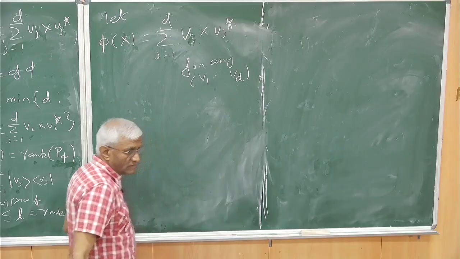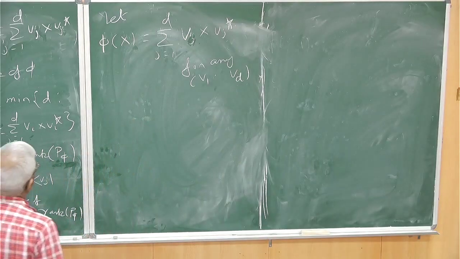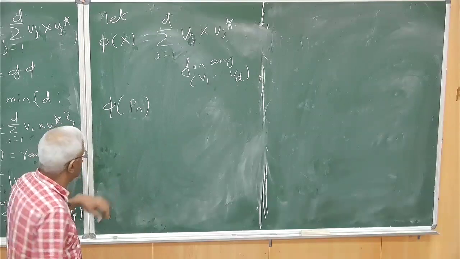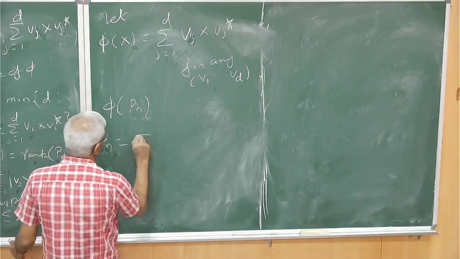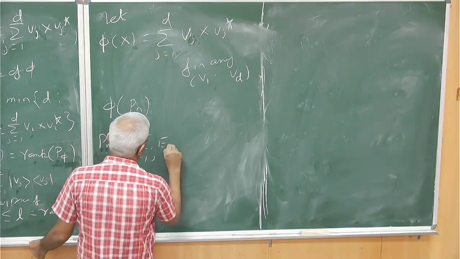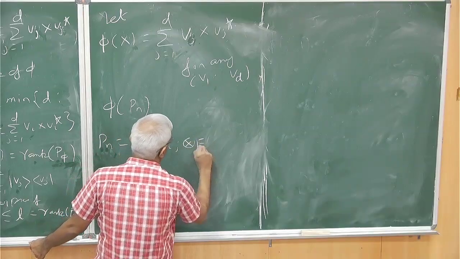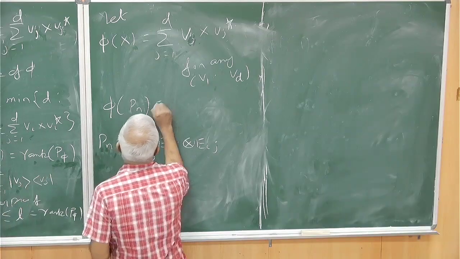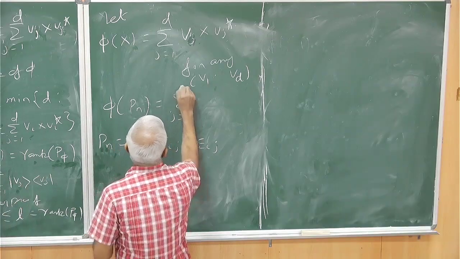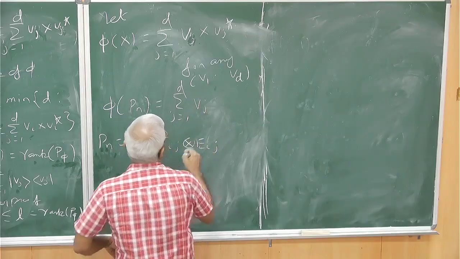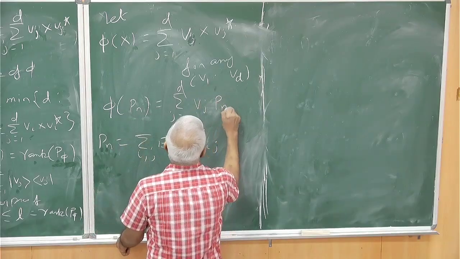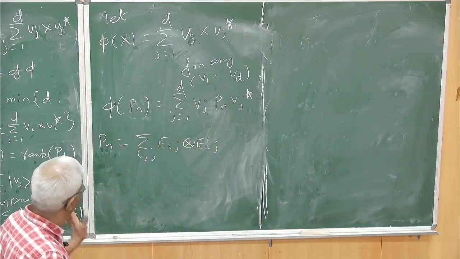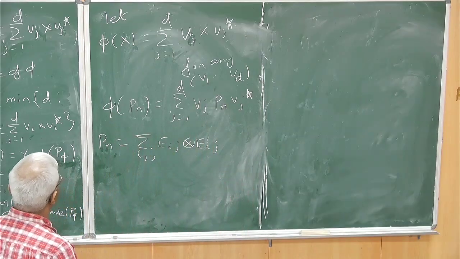So in particular, phi of that Pn, where Pn, you remember, equals the summation of Eij tensor Eij. So phi of Pn will be the summation j equal to 1 to d of vj Pn vj star. Correct? By definition.